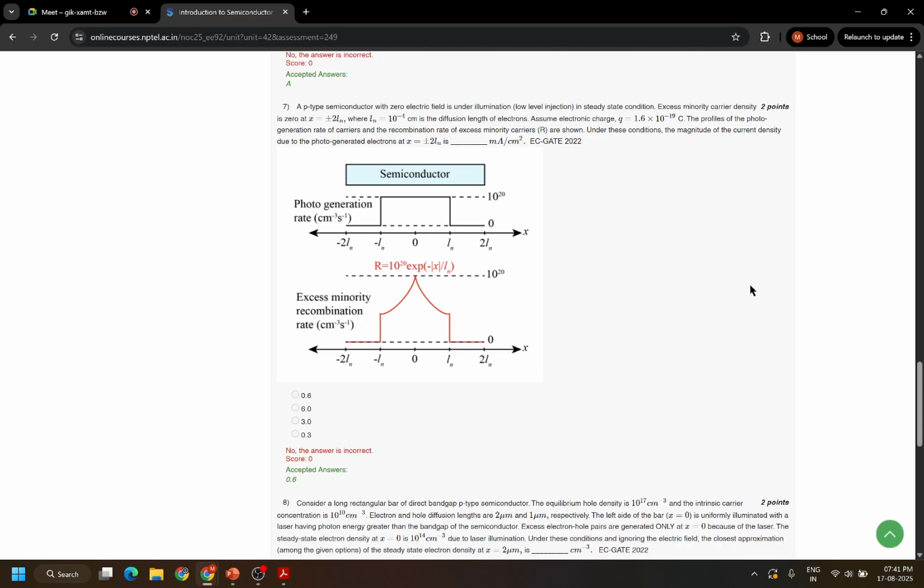So you will have Dn del square n by del x square equals R plus G, or G minus R, and from there you can calculate your current density from that equation.